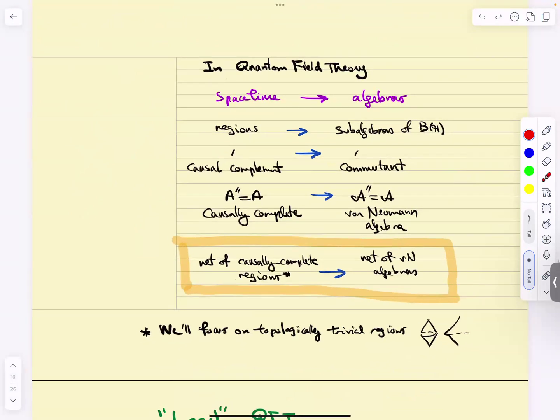Now, this is a little bit of an advanced comment, but in quantum field theory, we have a map from space-time regions to algebras. Regions go to subalgebras. Causal complement goes to commutant. Causally complete regions go to von Neumann algebras. Mathematicians say a net of causally complete regions goes to a net of von Neumann algebras. I don't want to describe what a net is. Okay?